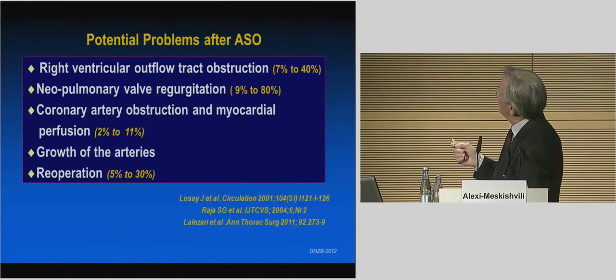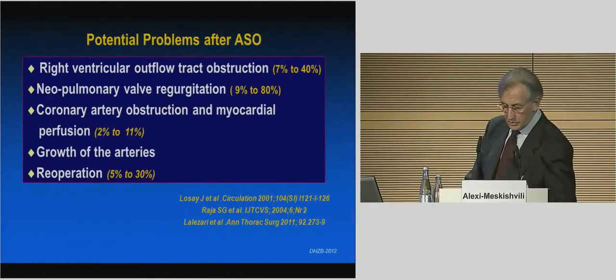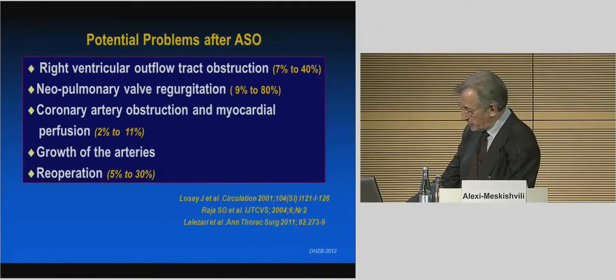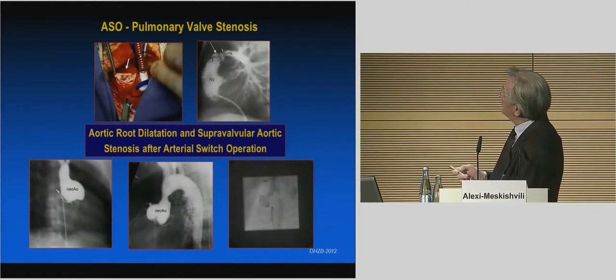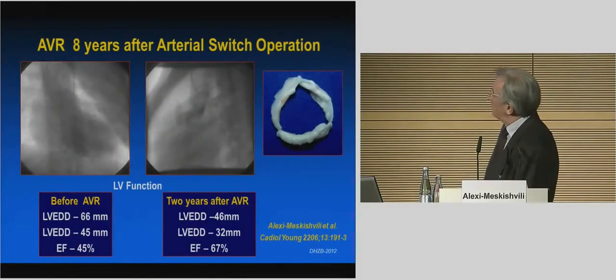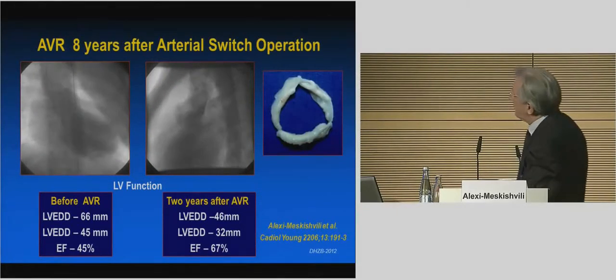They are listed here with incidence collected from the literature. And Professor Gittenberger-de Groot showed us the embryologic, maybe embryologic, basis of this complication. I just want to show some of them. This is pulmonary valve stenosis after the arterial switch operation, dilatation of the neo-aorta or supraaortic stenosis, or development of severe aortic incompetence in a patient after arterial switch operation.